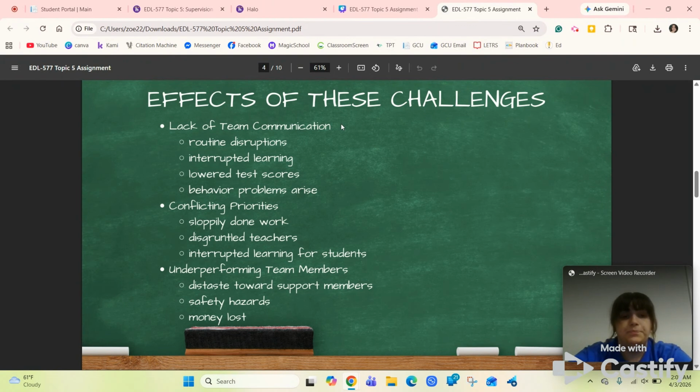And then underperforming team members result in distaste towards support members who are supposed to be there to communicate and make sure that everything is cleaned up and everything is moving along nicely. There'd be safety hazards due to things not being done correctly to make sure that we are finishing things at a quicker pace or not cleaning materials up correctly, especially in an environment where children are. And then money lost due to having to redo different parts of our project if things are not being done correctly the first time.